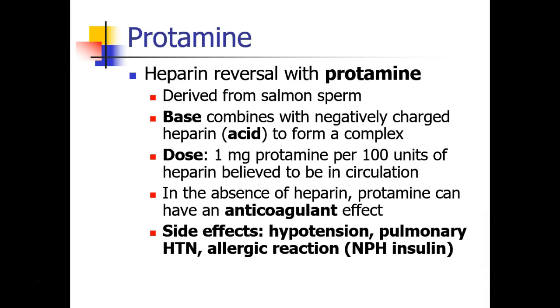Heparin is reversed with a drug called protamine, which is derived from salmon sperm. Protamine is a base that combines with the negatively charged heparin, which is an acid, to form a complex that inactivates the heparin. The dose of protamine is 1 milligram of protamine per 100 units of heparin that you believe to be in the circulation.